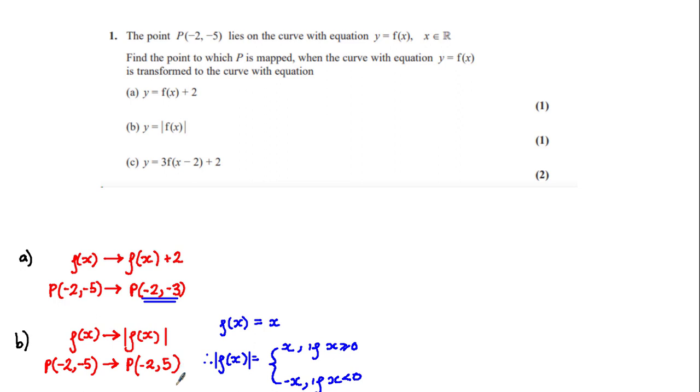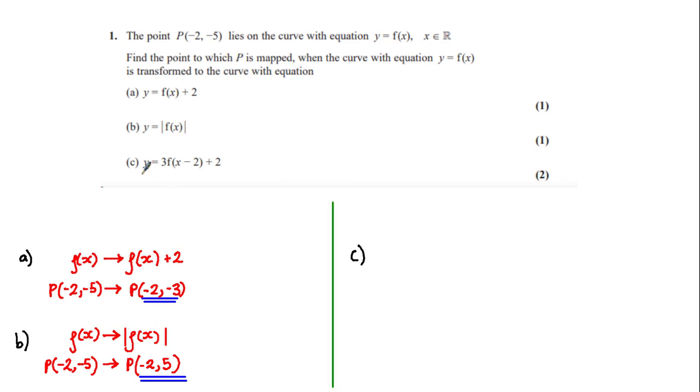Okay. The last part asks us to find the mapping of P after the transformation y = 3f(x - 2) + 2. And this one's for 2 marks. So just by inspecting this transformation, we can see we have a transformation inside of the brackets and transformations outside of the brackets. So we know that the transformation is going to affect both the x and the y coordinates. So let's do this in stages, bearing in mind that we need to deal with transformations in the x-axis separately to transformations in the y-axis.